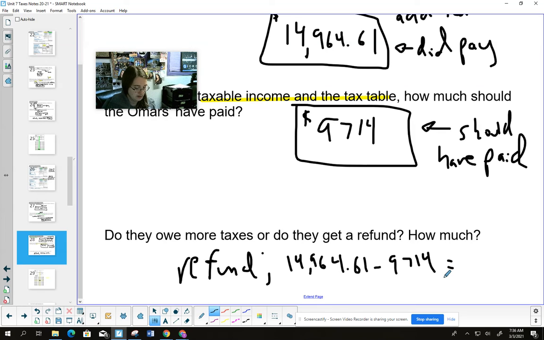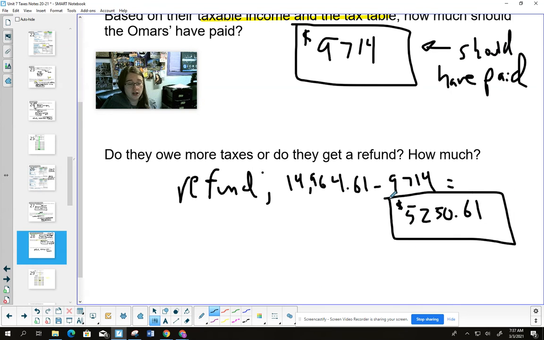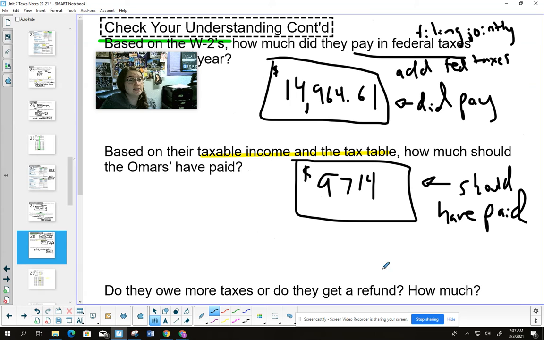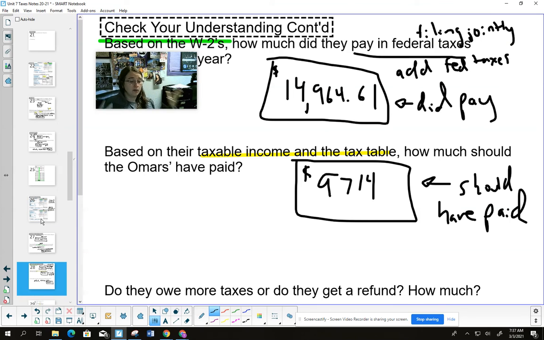14,964.61 minus 9,714. This is 5,250.61. And again, be careful when you do your homework. I really should have done an example here of owing. This number would be bigger for what they should have paid if you would owe taxes. So I know that's a lot, but that is, again, the process that actually happens of going through and filing your taxes. When you do your assignment, you're going to do one more example just like this, following it through.